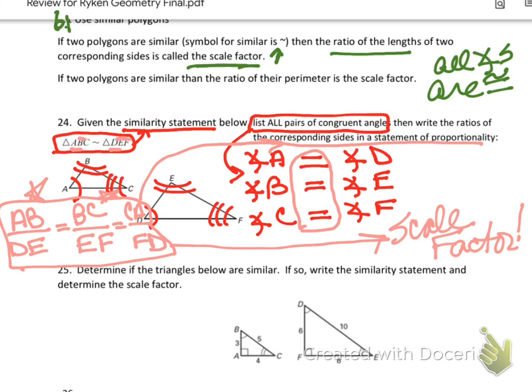So that makes us now move on to question number 25. Question 25 says, determine if the triangles below are similar. If so, write the similarity statement and determine the scale factor. I have 3 ways to prove things are similar: side, side, side; side, angle, side; and angle, angle similarity.